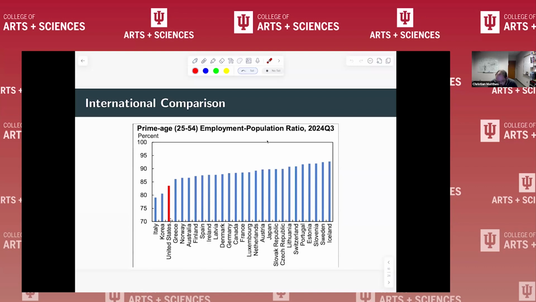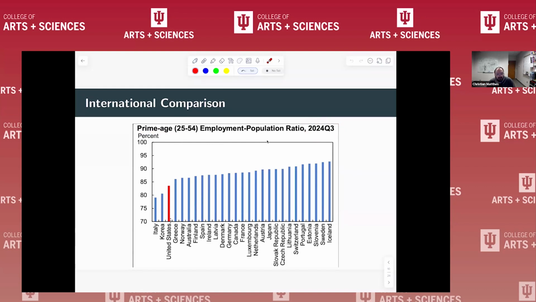What I'm showing you here is, for what economists call prime age people, meaning between 25 and 54, the employment to population ratio. How many people are employed versus the overall size of the population for those aged between 25 and 54. This, instead of being a time series, looks at one particular point in time, namely the third quarter of last year. That's where I could find data. And this looks now across countries.